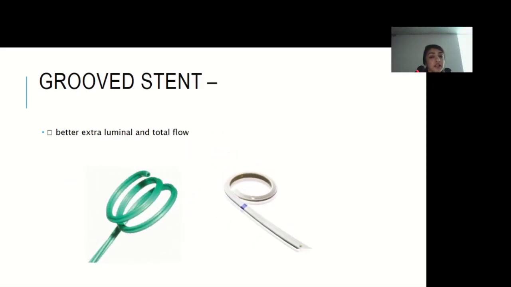In the grooved stent, you can see that there is a separate groove on an extraluminal site, along with the intraluminal tube. They help in a better flow of urine from the kidney because they act as a dual lumen drainage. The extraluminal flow will be increased. The intraluminal flow of that tube will be increased as well.